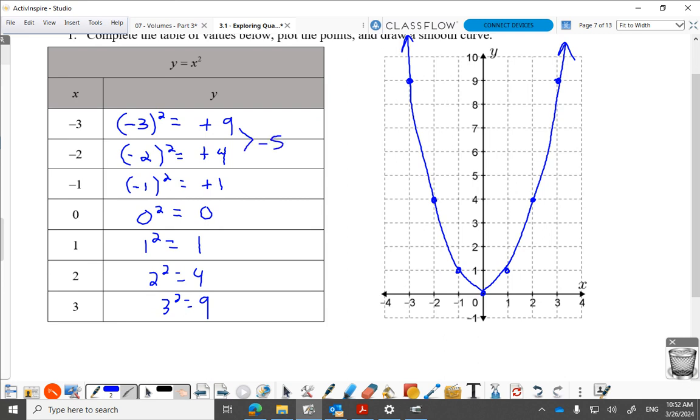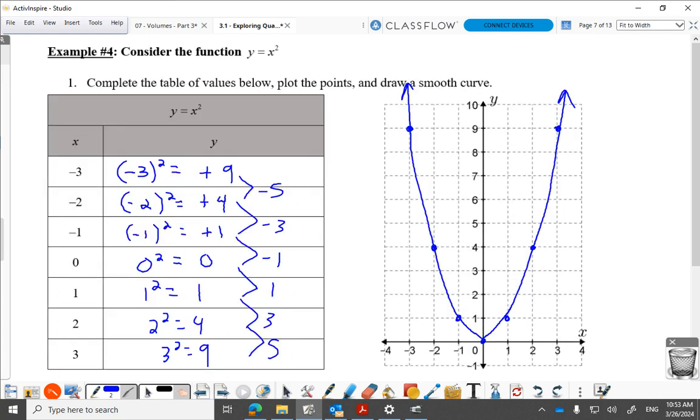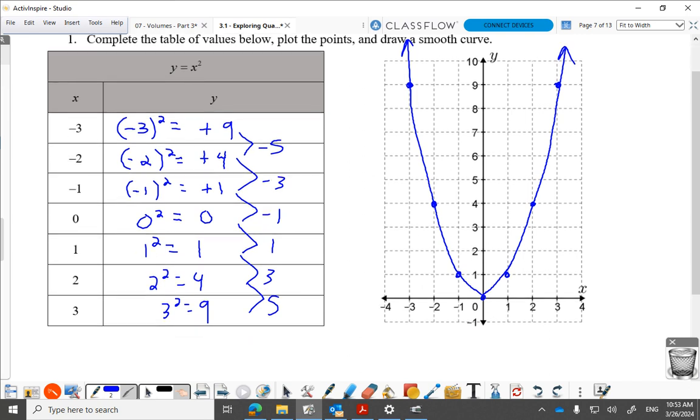-5, -3, -1, +1, +3, +5. Are the first differences in a degree 2 parabola the same? Are these numbers all the same? No. So the first differences are not the same. But take a look at them, though. Something's going on there. Let's specifically look at those.